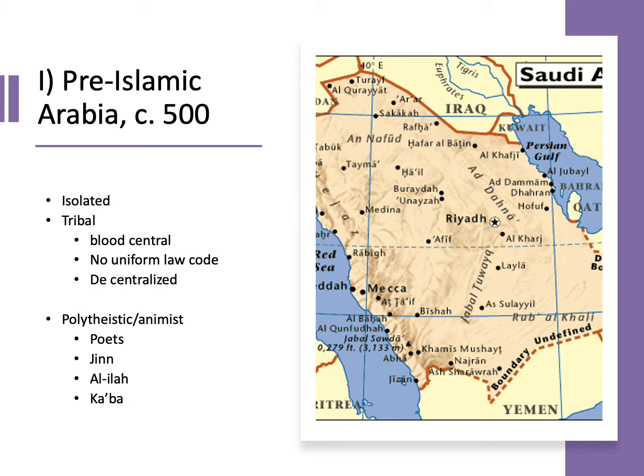And one of the things that all of the tribes recognize across the peninsula is the centrality of the Kaaba. The Kaaba is a square shrine in the center of the city of Mecca. And all of the different tribes have different religious statues that are important to their tribal worship in the Kaaba. And so they'll come there on pilgrimage to visit it.